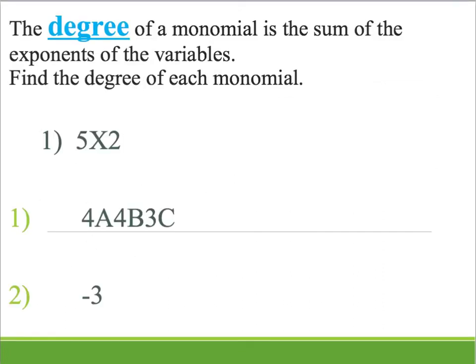So if we look here, we want to find the degree of a monomial. It's going to be the sum of the exponents. So in the first one, in 5x squared, we only have x squared. So the degree is 2.